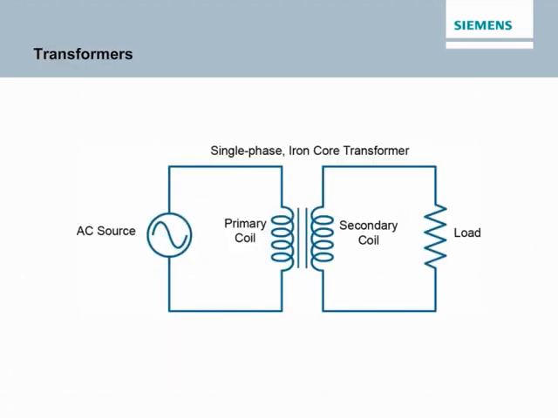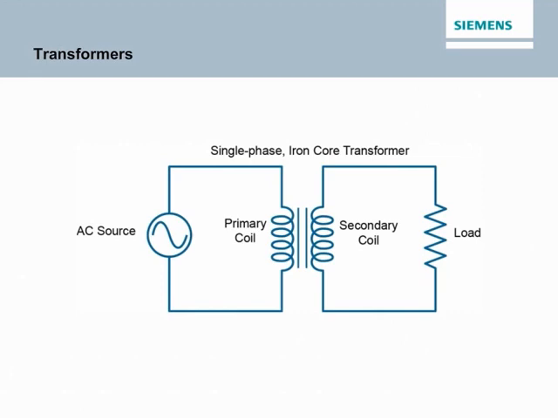Transformers are electromagnetic devices that transfer electrical energy from one circuit to another by mutual induction. They're frequently used to step a voltage up to a higher level or down to a lower level. A single-phase transformer has two coils, a primary and a secondary coil. Energy is transferred from the primary to the secondary via mutual induction.